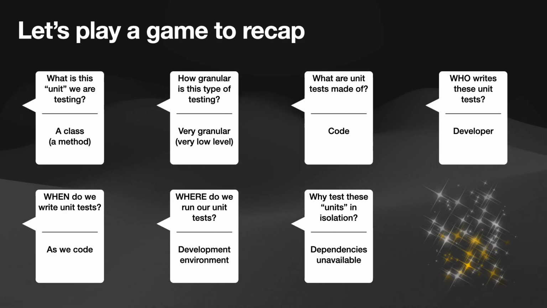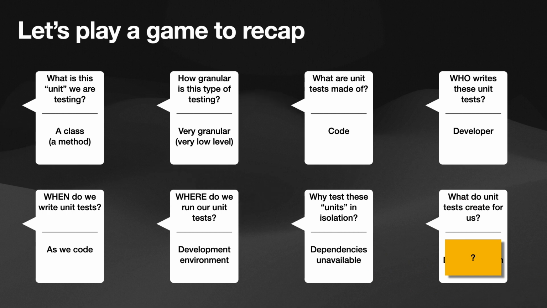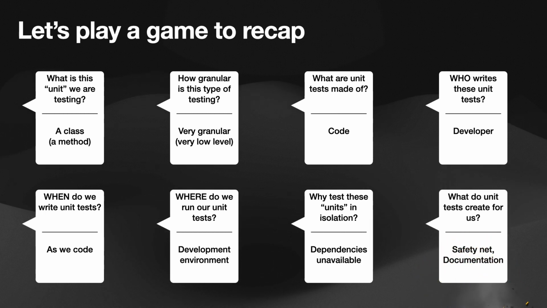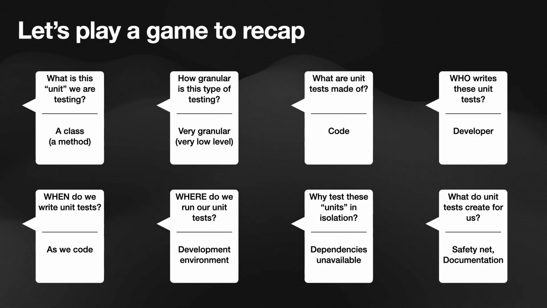Okay, last one. Conceptually, what do unit tests create for us? What do they give us? Unit tests create a safety net to protect our code. Unit tests also act as the documentation of what the code does and how it should behave. A new developer can simply read the unit test to understand what the production code does and how it should behave. Great job, guys!